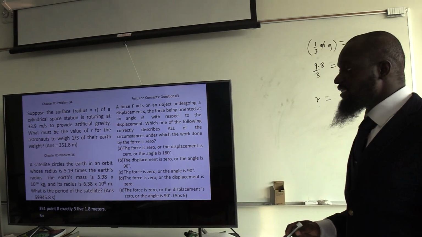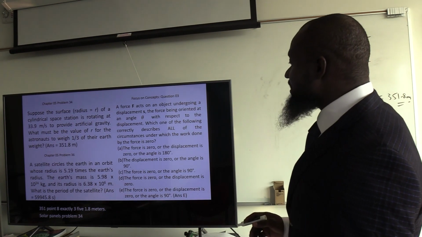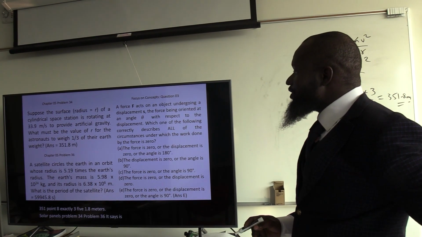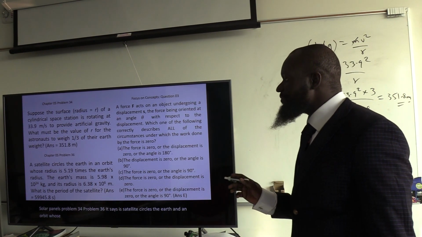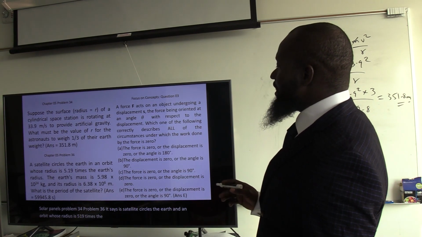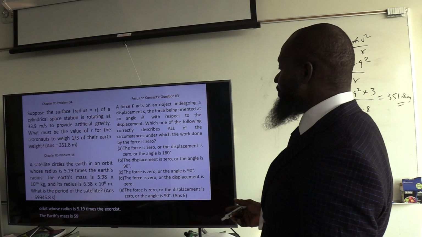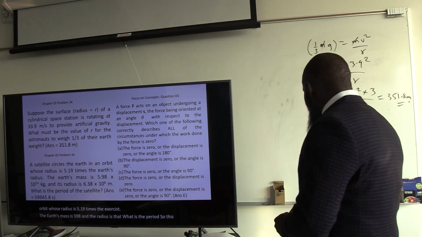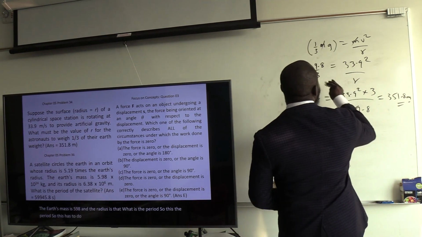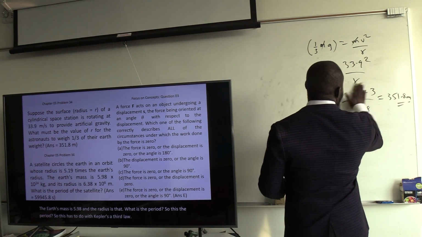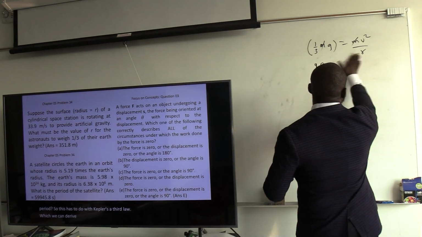Now we'll go to problem 36. It says a satellite circles the Earth in an orbit whose radius is 5.19 times the Earth's radius. The Earth's mass is 5.98 and the radius is that. What is the period? So this is the period. This has to do with Kepler's third law, which we can derive right here to get the period. It's a centripetal force problem.